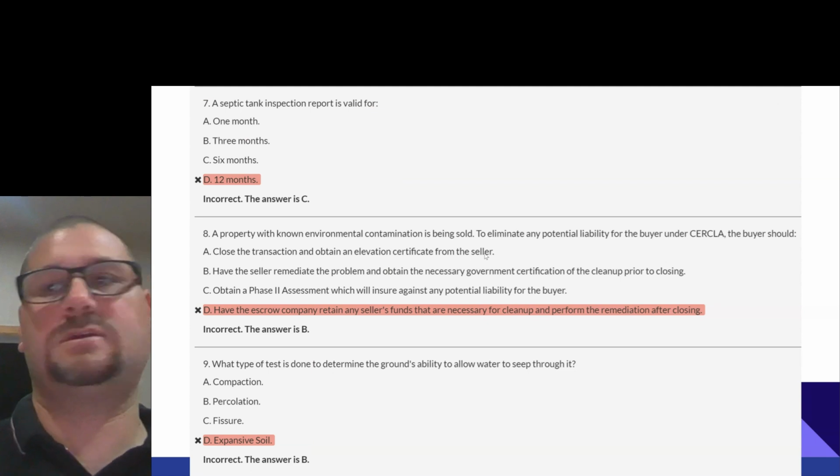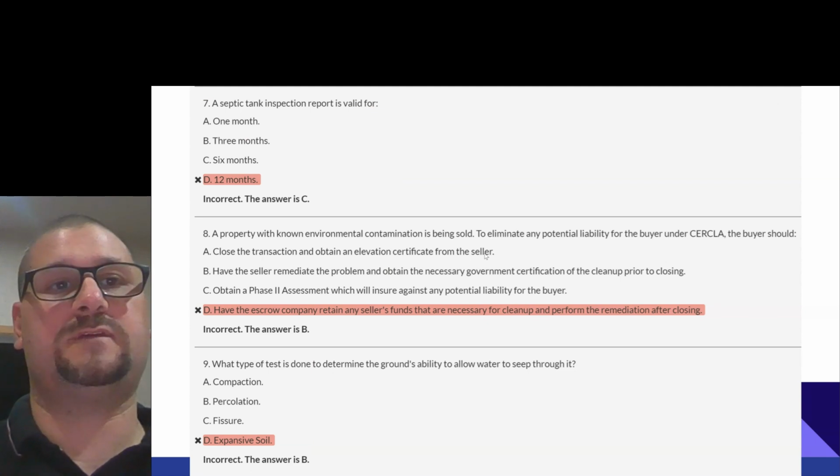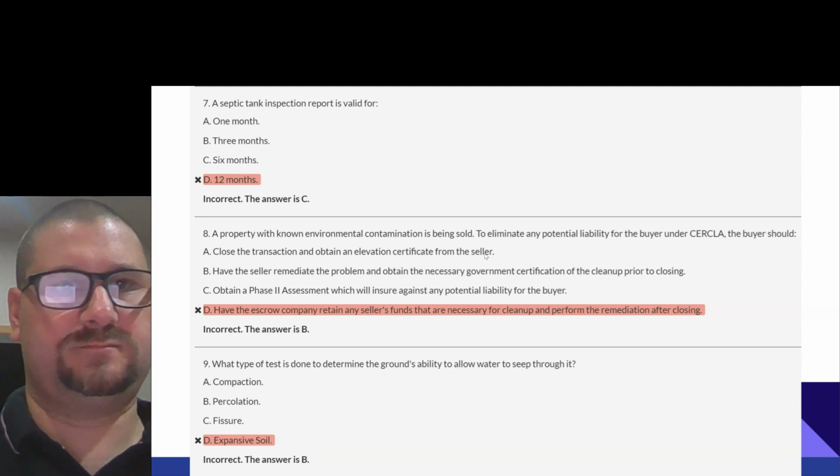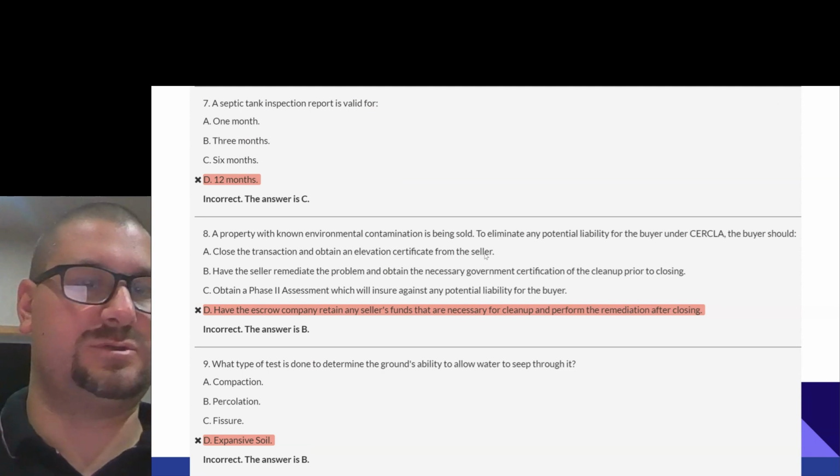Inspection report valid for 6 months, half a year. So 1 month, no. 3 months, no. 12 months, no.